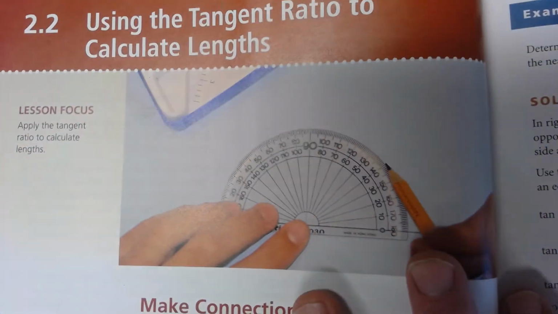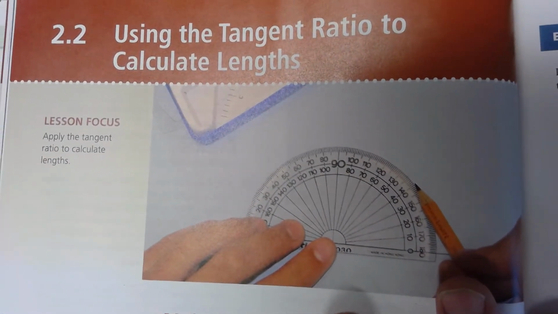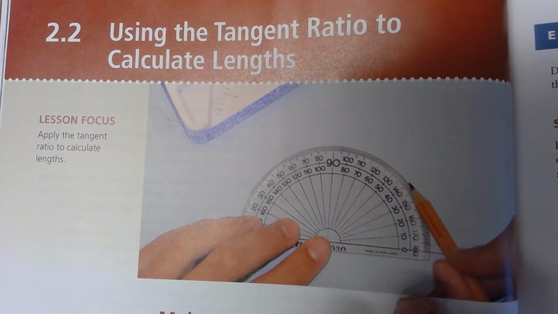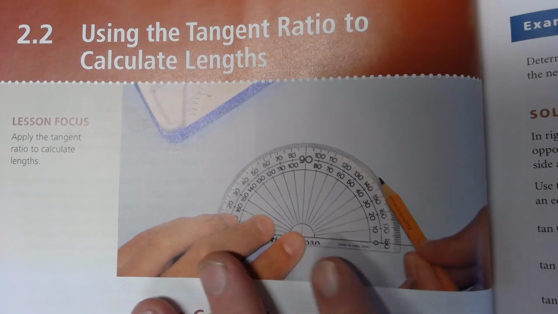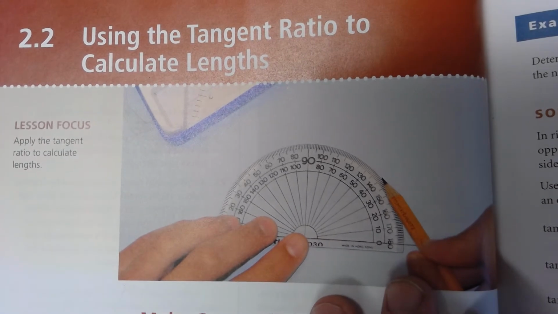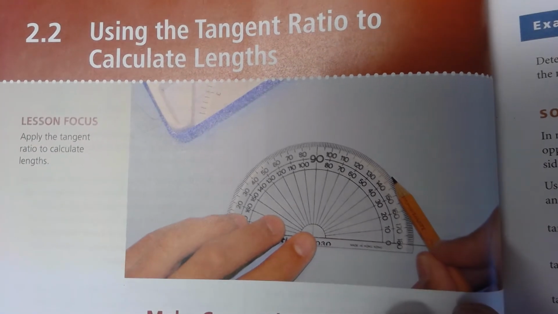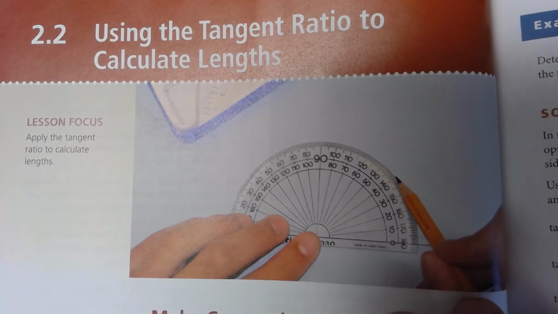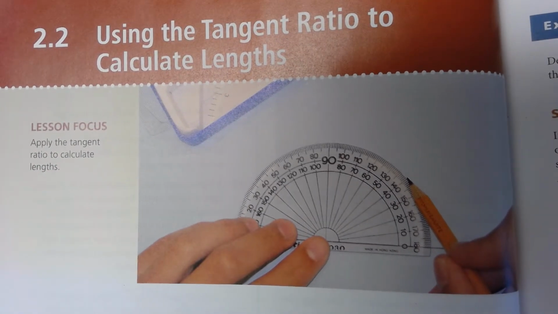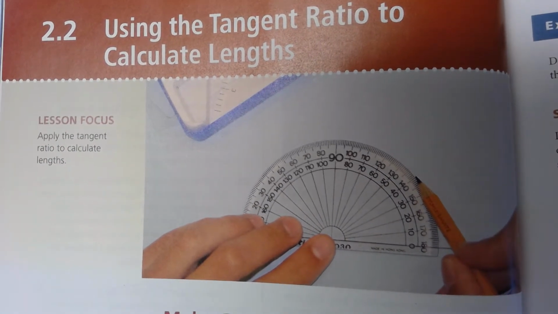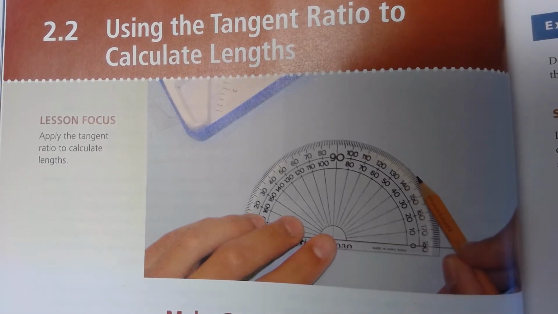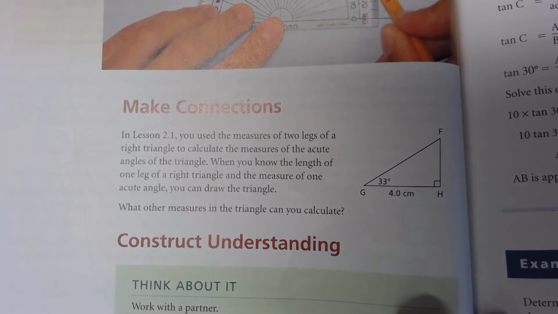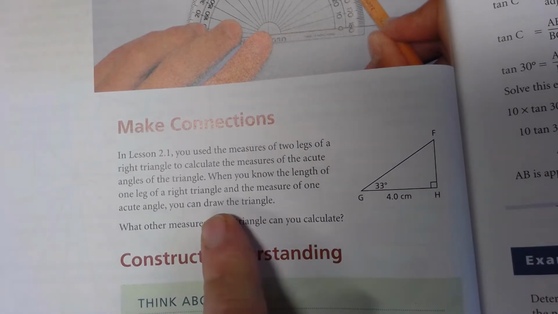Working on from page 78, using the tangent ratio to calculate lengths. Our first couple of lessons in this unit were a review of Pythagoras, a squared plus b squared equals c squared, and then introducing you to the tangent ratio for calculating unknown angles. Today we will continue with the tangent ratio for calculating unknown sides.